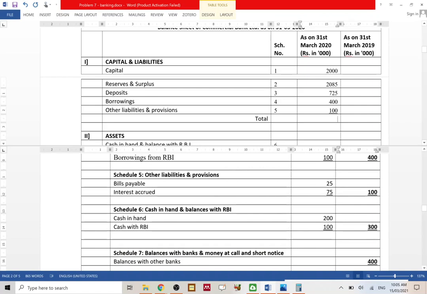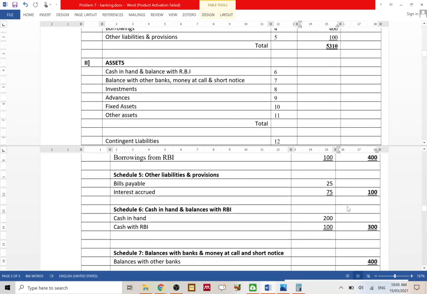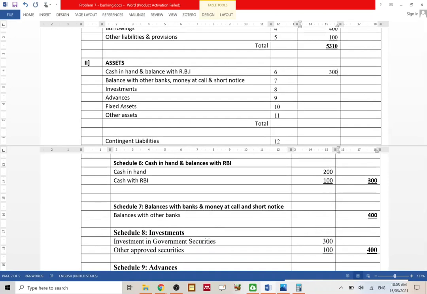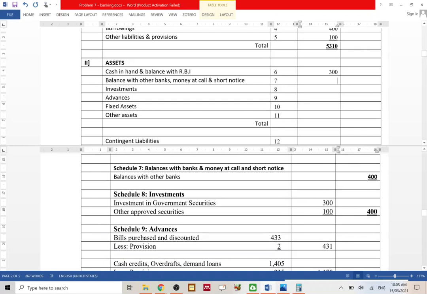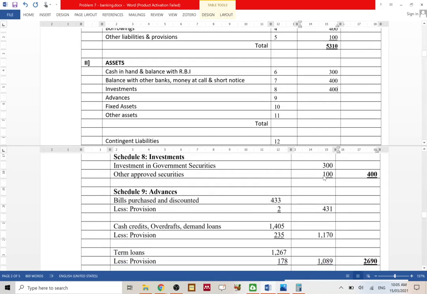Total of all these 5310. Okay, total of all 5310. Let's see if we get the same in your asset side as well. Under assets, schedule 6 is 300. Balance with banks and short notice 400. Investments once again also 400. We're just shifting totals now at this point.